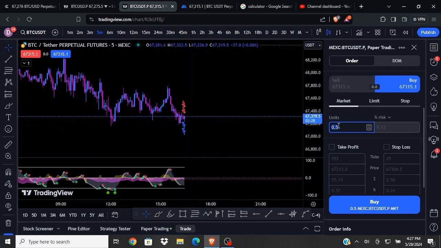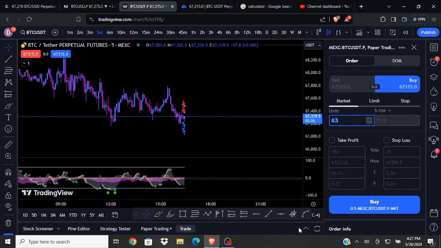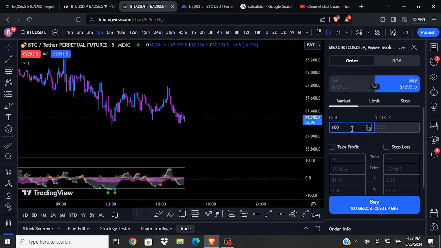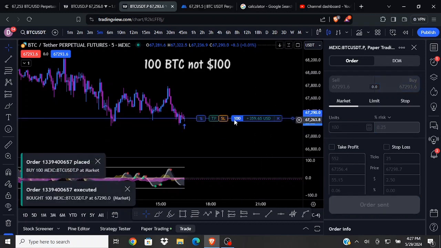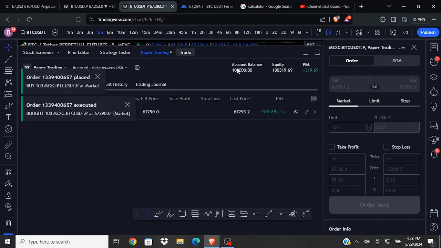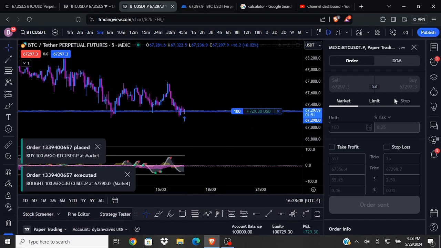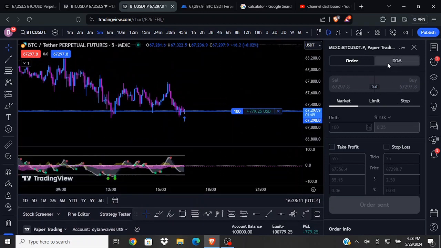Meaning I can open a trade for, well, I guess I can't open a trade for 100 Bitcoin right now because I only have $900 on my account, and I guess it lets you open with more than you actually have in your account, because I can open a 100 Bitcoin trade even though I only have 100K in my account. Meaning there's some kind of imaginary leverage being applied here, which is cool. There's no actual leverage feature. It just lets you open whatever amount you want.